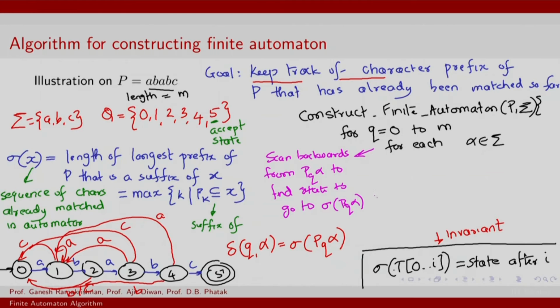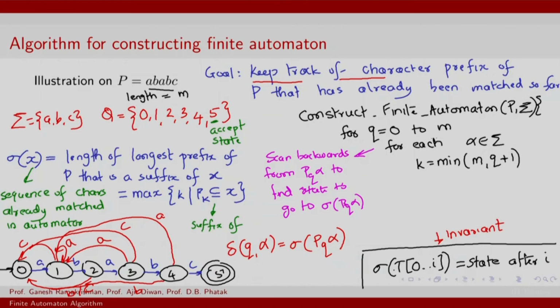But how do you get this sigma? Let us fill that up. So we are going to keep track of the position, the scan backwards, using a variable k. So k is going to be set to be the minimum of either the last position m and q plus 1.